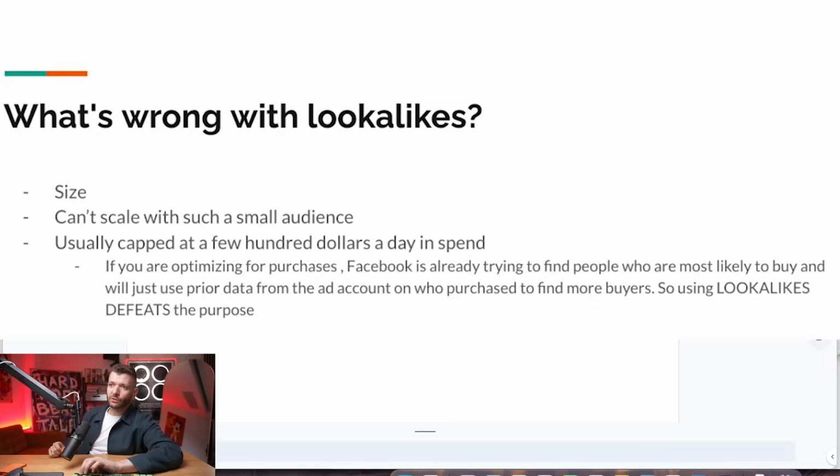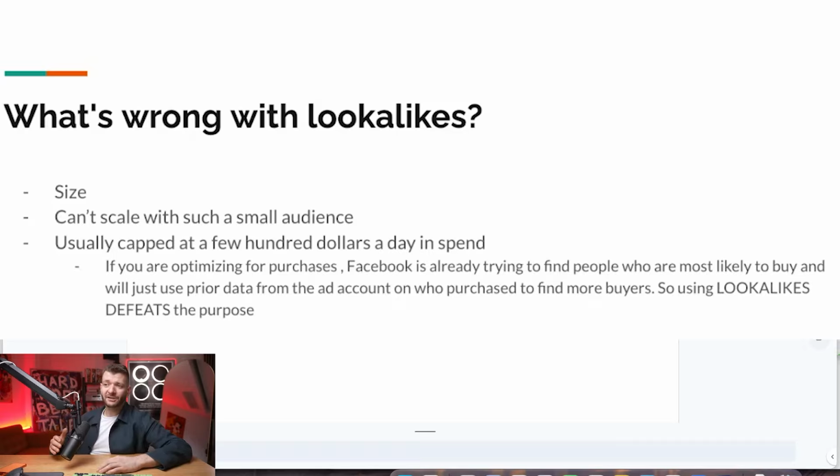Now, what's wrong with lookalikes? The problem with lookalikes is the size. Typically they're only a few million people, which sounds good on paper. It sounds like a lot, but it's not, because Facebook wouldn't show your ads to millions of people. It will show your ads to a segment of people that are most likely to buy. And you cannot scale with such a small audience. It will exhaust itself. You might get a few purchases. Maybe it will be profitable the first few days, but then it will die very fast. So it's usually capped at a few hundred dollars per day in ad spend.